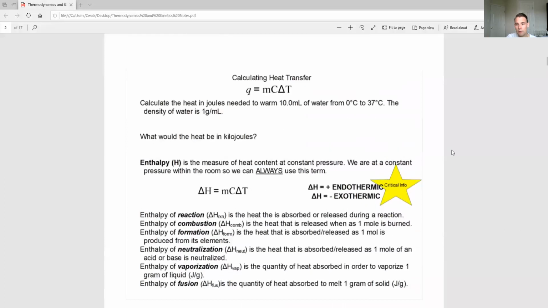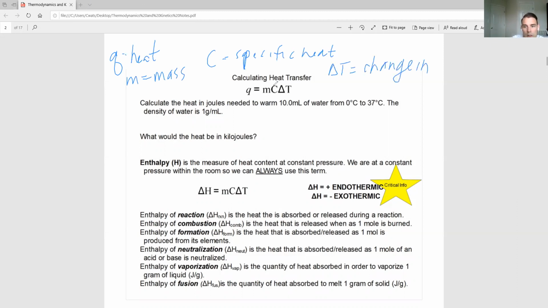So calculating heat transfer. How do I do these calculations? Q is the heat, m is mass, C is the specific heat, and delta T is the change in temperature. So calculating heat transfer, Q equals m C delta T. A lot of people say MCAT to remember. To do delta T, it's always the final temperature minus the initial temperature. We don't want to forget we're doing final minus initial always, because the sign matters. We'll talk about that in a second.